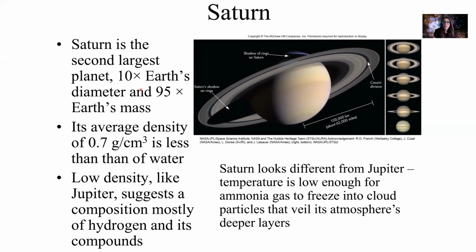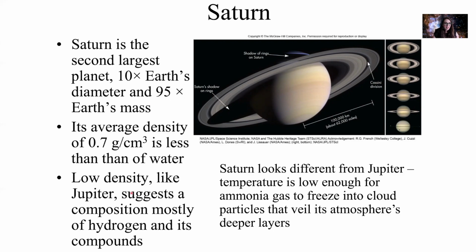Saturn is the second largest planet in our solar system, the next largest after Jupiter. It has a diameter of 10 times that of the Earth and a mass about 95 times that of Earth's mass. Its average density is 0.7 grams per cubic centimeter. Its average density is less than that of water. So you can actually float Saturn in a giant bathtub if you could create a bathtub that large in our solar system.